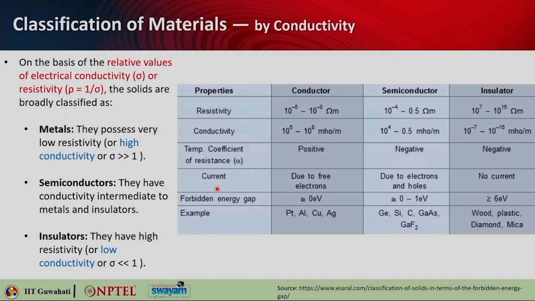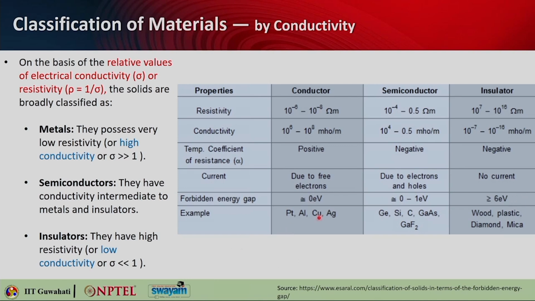You can think of the currents. In conductors it is mainly because of the free electrons. In semiconductors, you all know it is due to both electrons and holes, whereas in insulators there is no current. There is no band gap in conductors. There is a band gap from 0 to 1 electron volt for semiconductors, and for insulators it's mostly more than 6 electron volts.